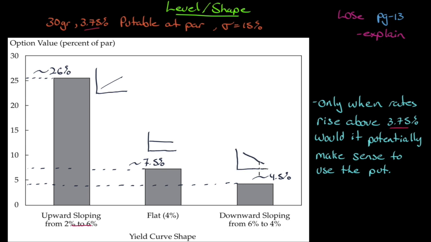And a downward sloping yield curve, we're expected to take us much out of the money. We would not exercise at low rates. At 2%, we wouldn't exercise because we would be dealing with a premium bond. It's better to sell it in the market.